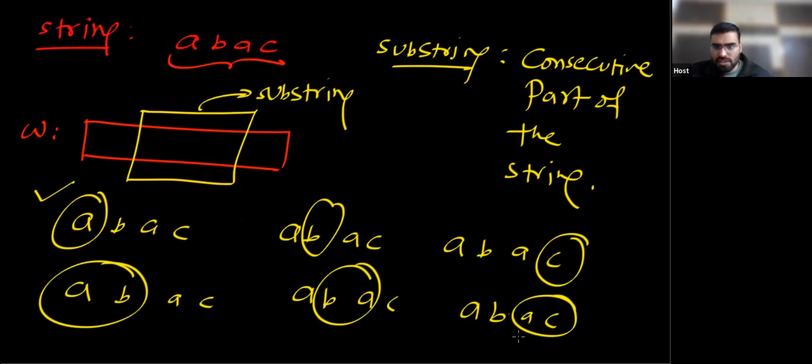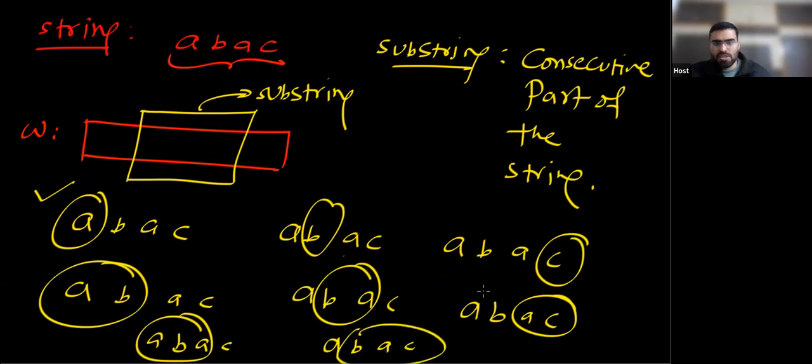You can notice this AC is a substring. This AB is a substring. BA is a substring. Like this, you can create ABAC. This is a substring. So these are substrings, and finally this ABAC itself is a substring. So this is the concept of substring, meaning a consecutive part of it. This is a very simple concept.